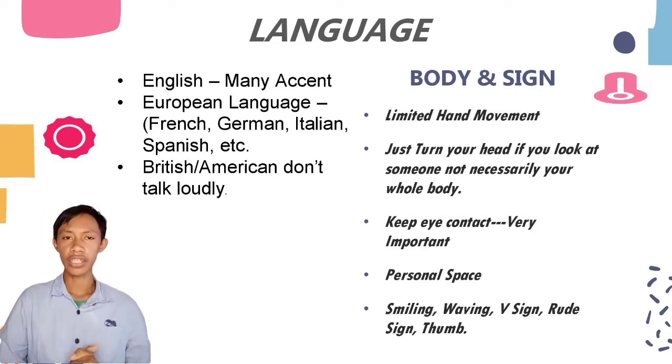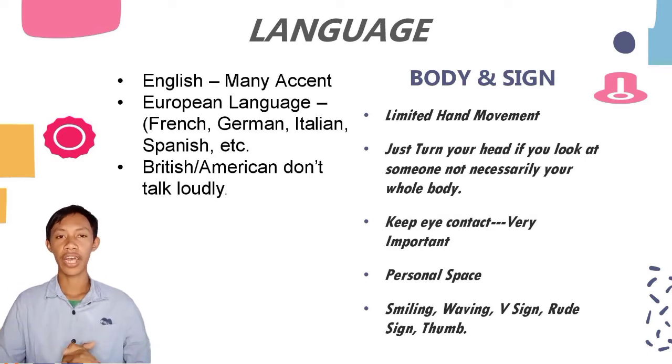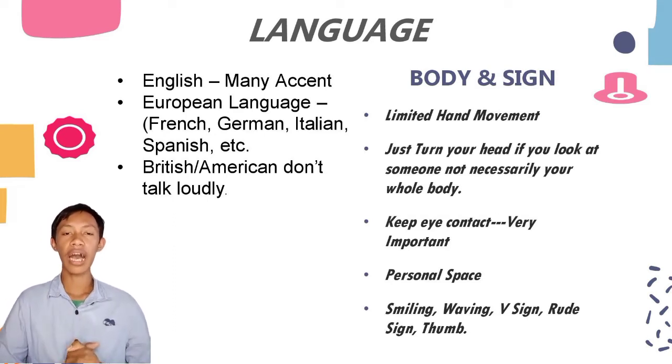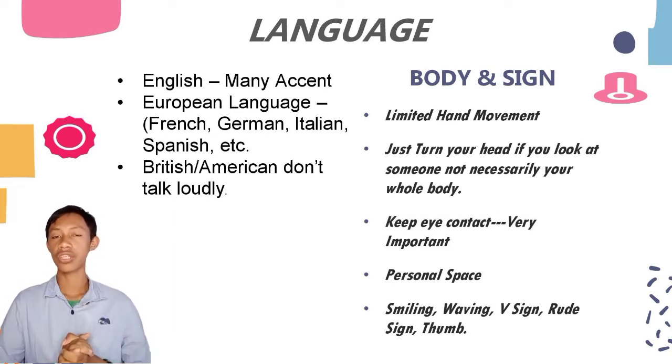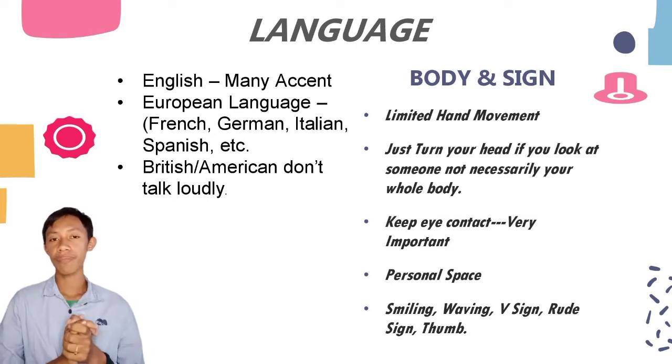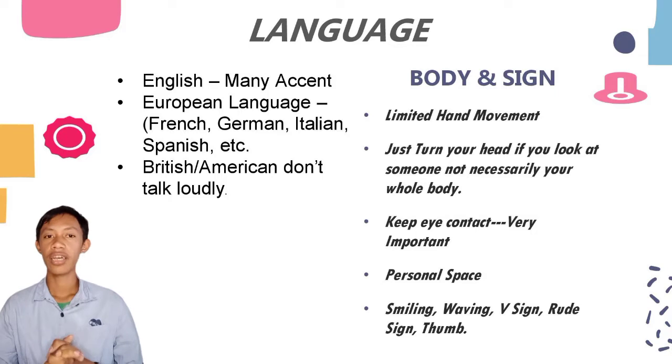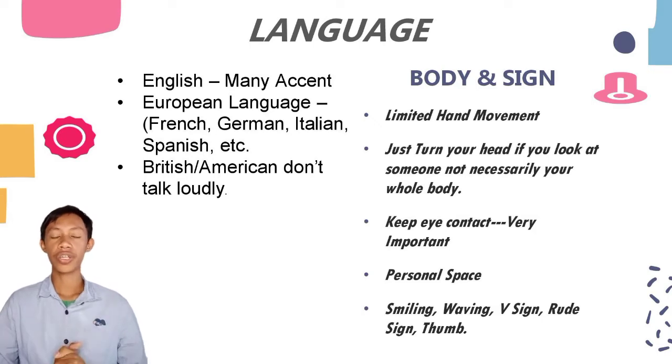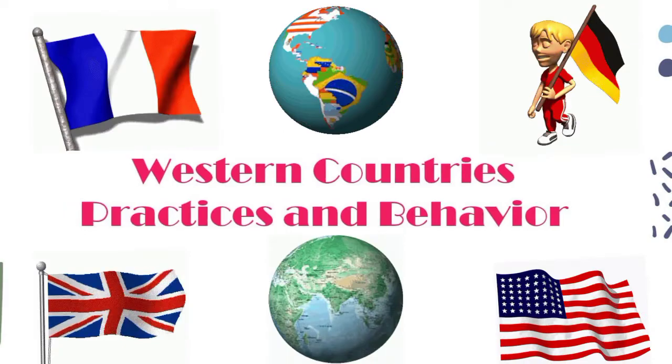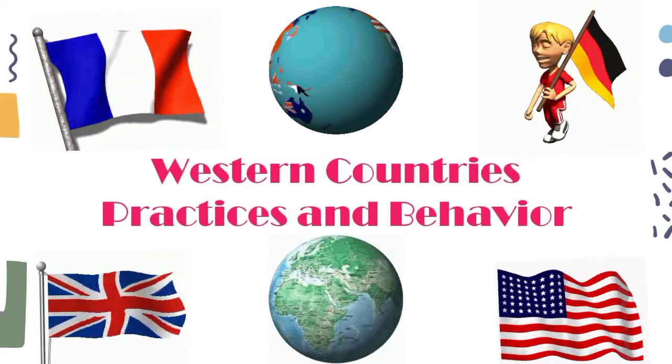In other countries like Japan and China, eye contact is a sign of rudeness or disrespect. In Western countries, eye contact while talking to someone is important. Personal space is also important during communication. Smiling, waving, the V sign, rude signs, and thumbs up are also considered part of their body or sign language. Western countries' practices and behavior.